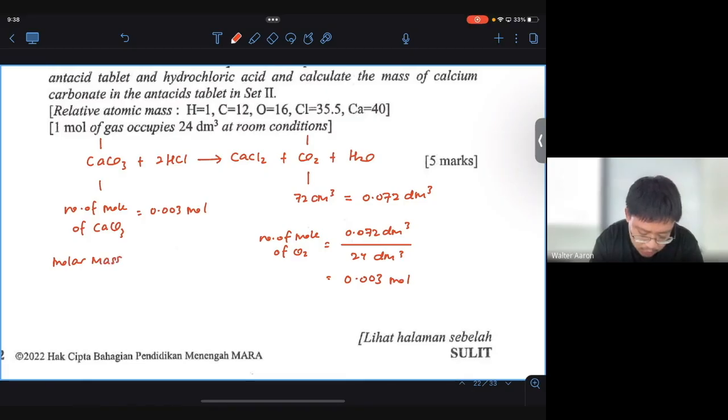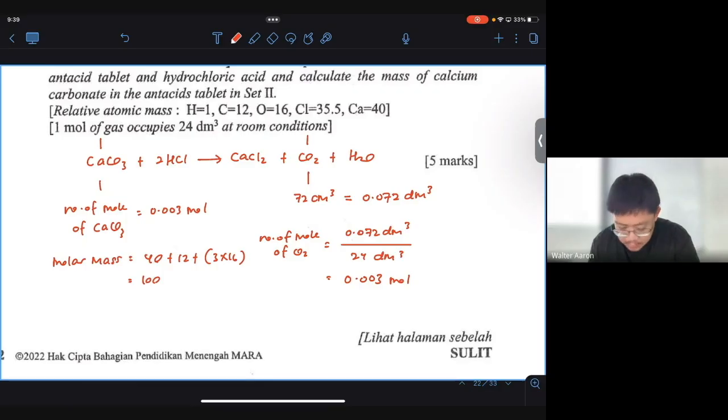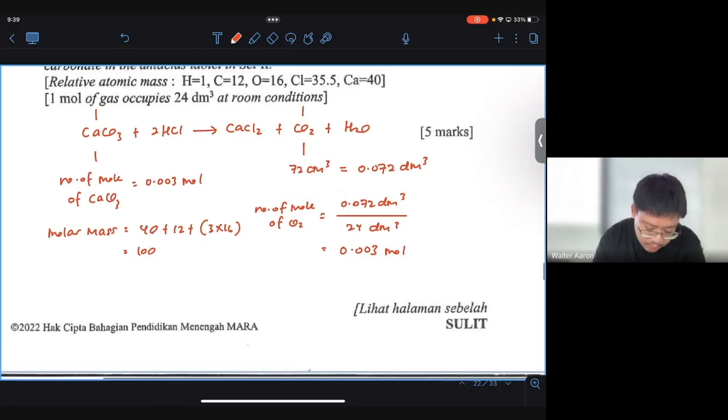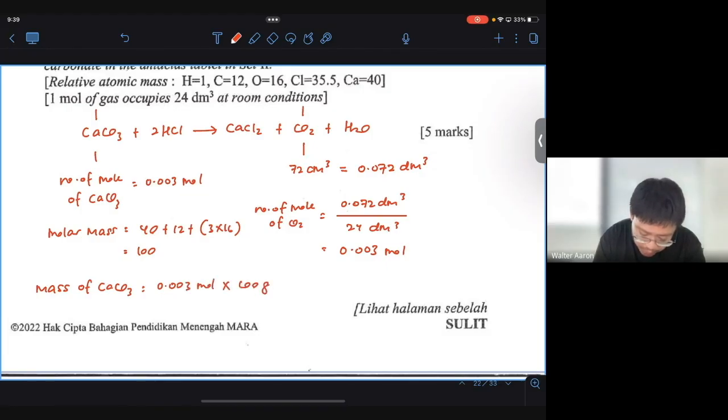So the molar mass, or the relative formula mass, of calcium carbonate will be 40 plus 12 plus 3 times 16. Supposed to be 100, as far as I remember. But I don't trust myself, so let me just calculate again one more time. Yep, correct, 100. Okay, so the mass of CaCO3 is 0.003 mole multiplied by 100 grams.